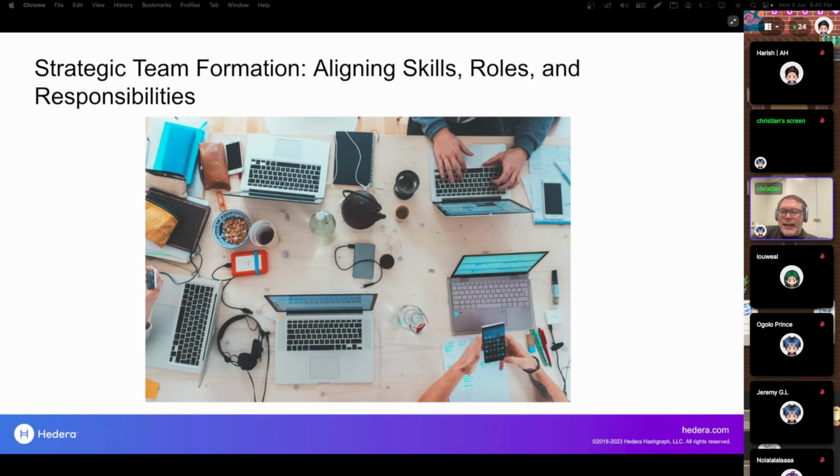Okay, so let's take a look at strategic team formation. So what you want to do at the very beginning of the hackathon is you want to take a look at the different challenges and think about the different skills that you will need on your team to address those challenges.